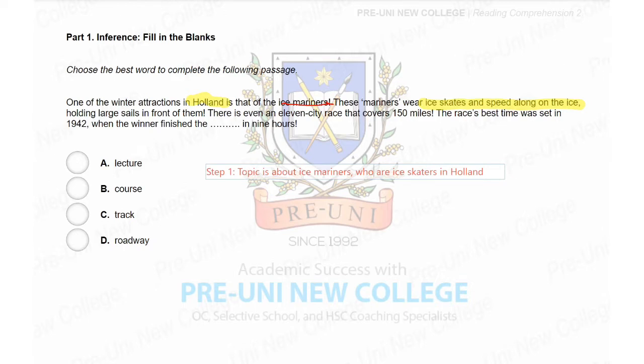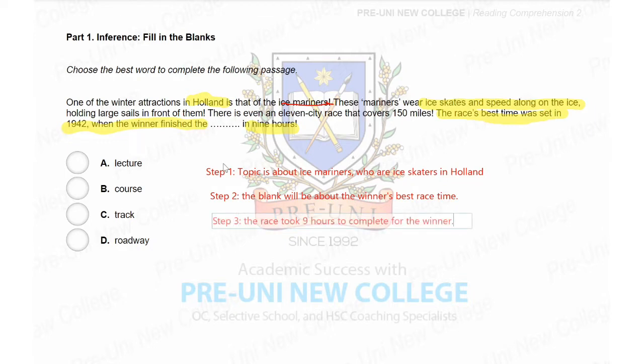Now, for step number 2 and 3, we're going to be looking at just before and after what the blank was. So we are told about how the race's best time was set in 1942 when the winner finished the blank in 9 hours. So before the blank, we are told that the blank is going to be something about the winner and their best time. And the word after the blank tells us something about how long this race time was. Okay, so based on these contextual clues, we can basically figure out that the winner finished the race in 9 hours, and the blank is going to have to need a definition of that sort.